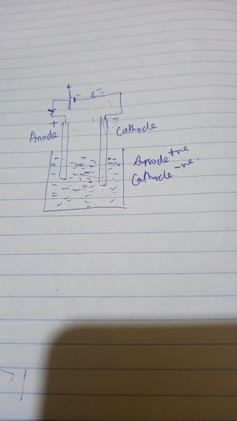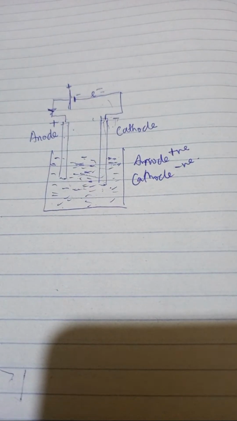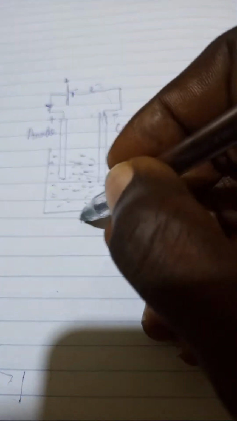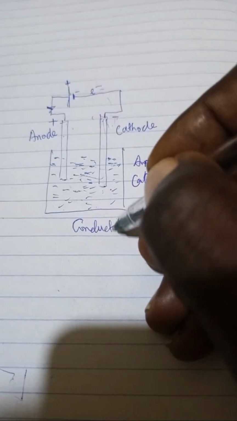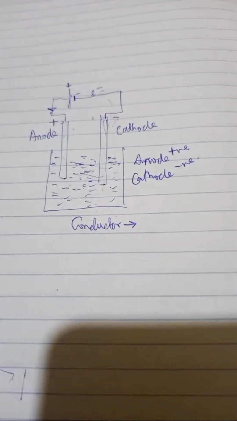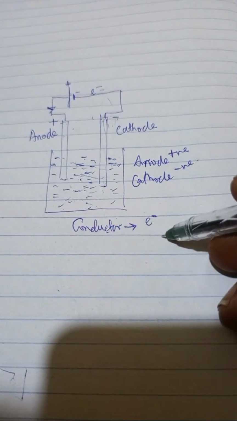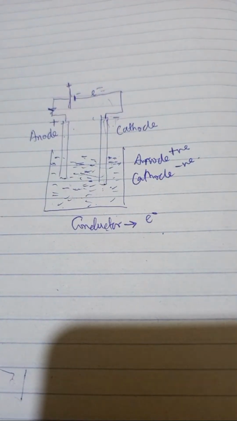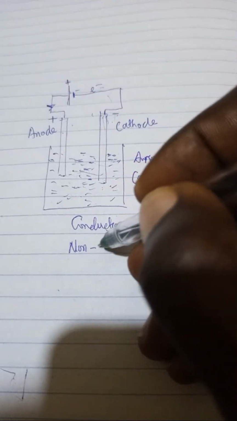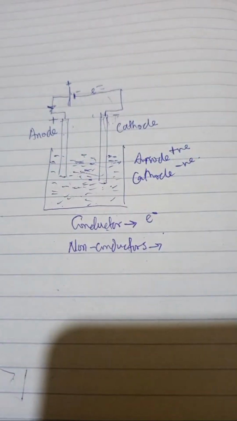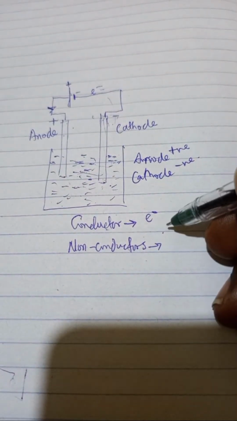And another thing you need to take note of is what is called a conductor and a non-conductor, or you can say an insulator. So conductors conduct electricity freely, because they have free mobile electrons. They have free electrons in them, so they can conduct electricity or heat easily. While non-conductors, also called insulators, do not conduct electricity, because they do not have.